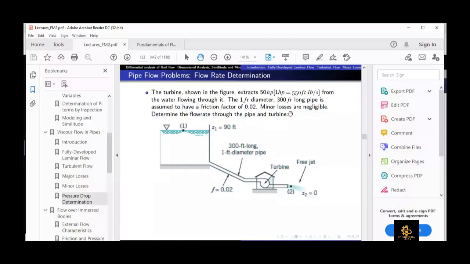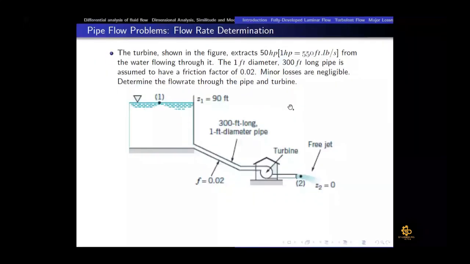Now we are going to do another numerical for the flow rate determination. The turbine which is shown in this figure extracts 50 horsepower. The turbine is installed here, and the water comes from here and impinges on this turbine. So it is kind of a hydraulic turbine.